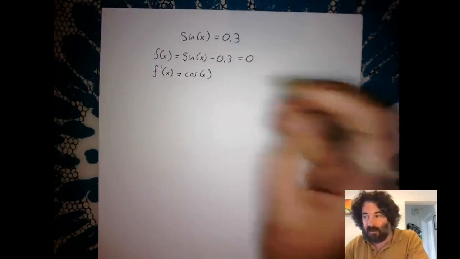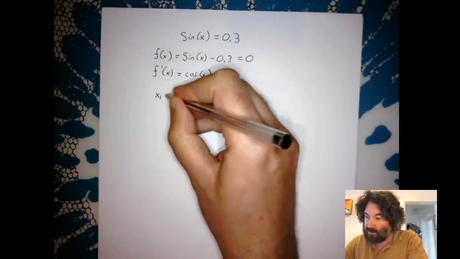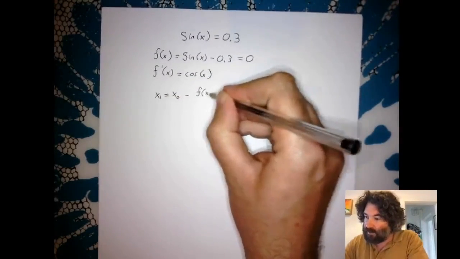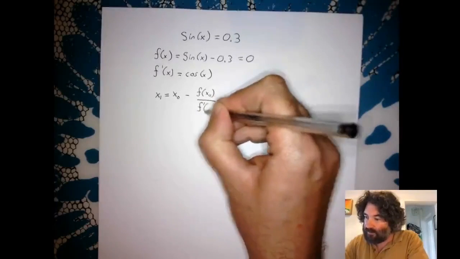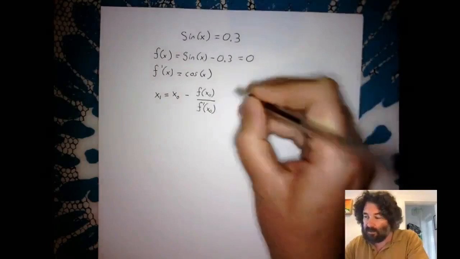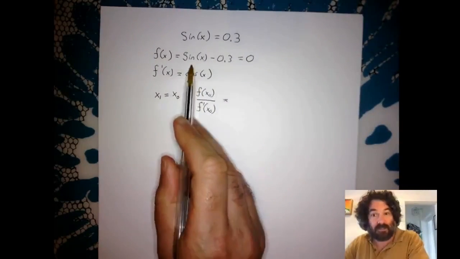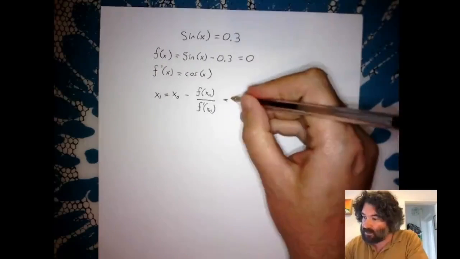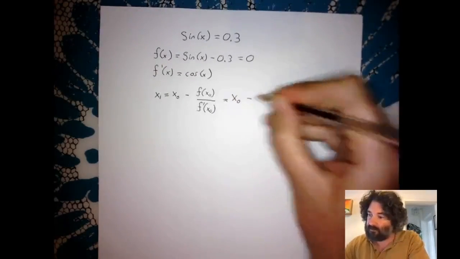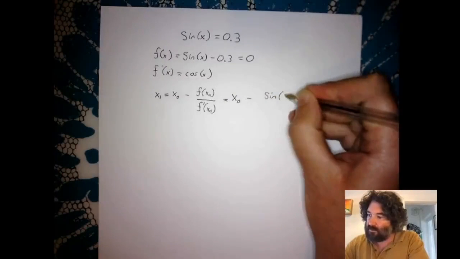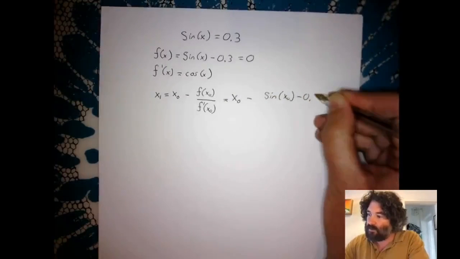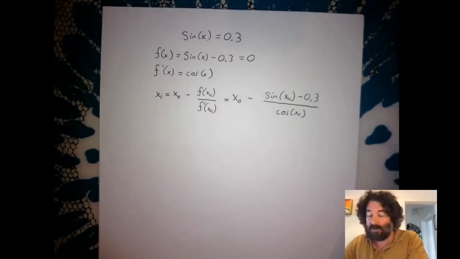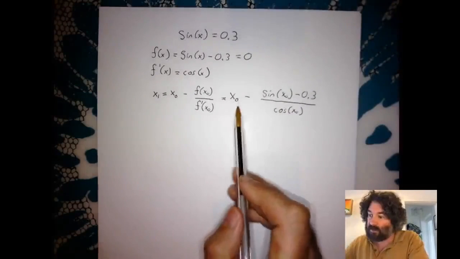And then the formula for the Newton-Raphson method is x1 equals x0 minus f of x0 divided by the derivative of f at x0. And then we want to do it in this particular case, so we plug in the functions for f of x and f prime of x, the derivative of f. We have sine of x0 minus 0.3 divided by cosine of x0. And this is the formula that goes from x0 to the next estimate x1.